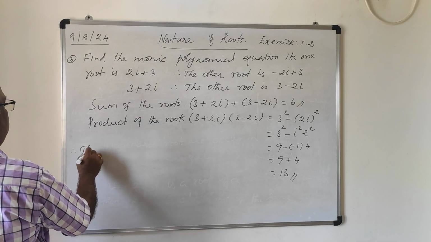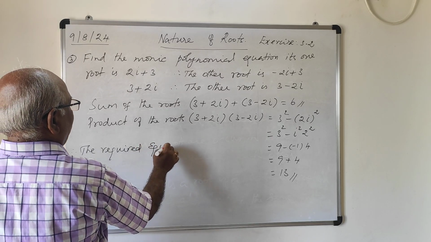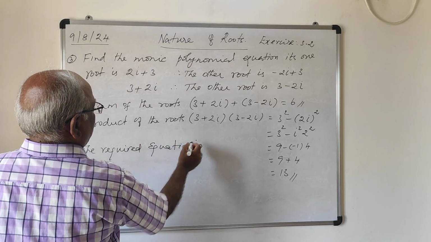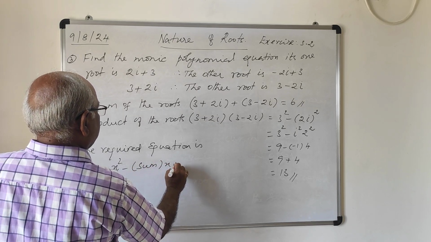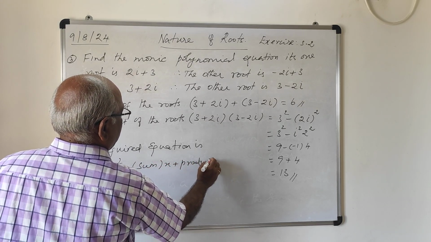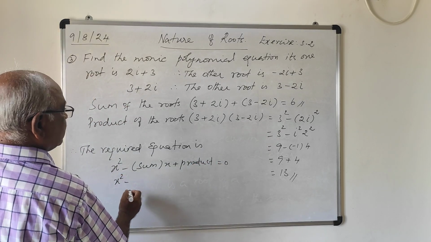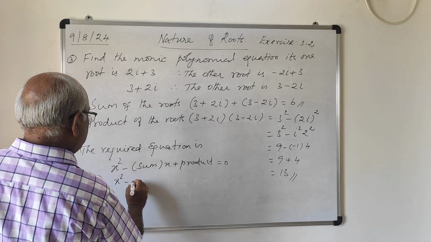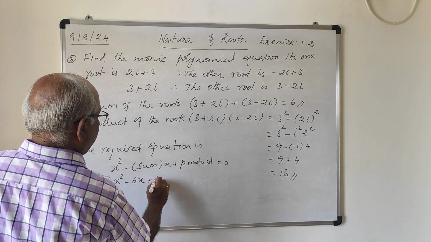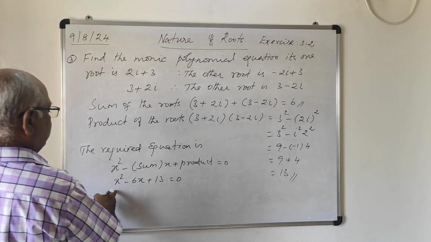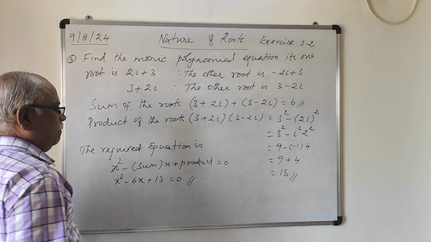Therefore the required equation is x square minus sum of the roots into x plus product of the roots equal to 0. x square minus sum of the roots, 6, into x plus product of the roots, 13, equal to 0. x square minus 6x plus 13 equal to 0 is the required equation.